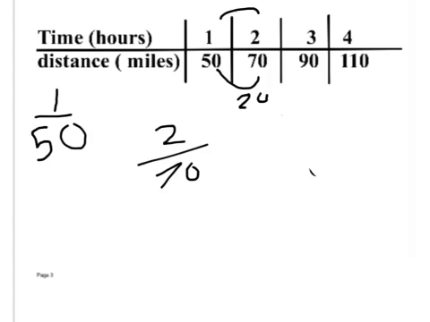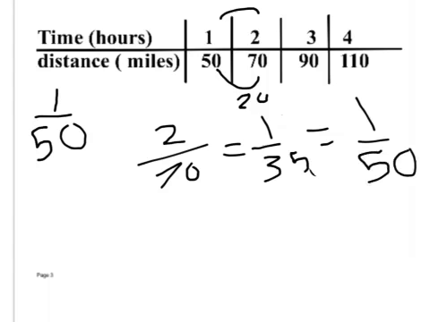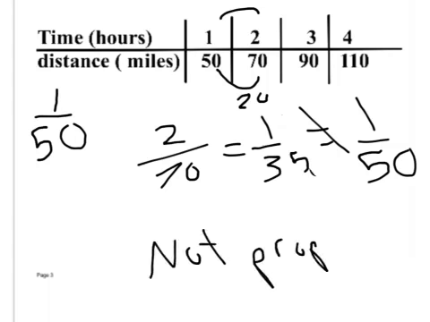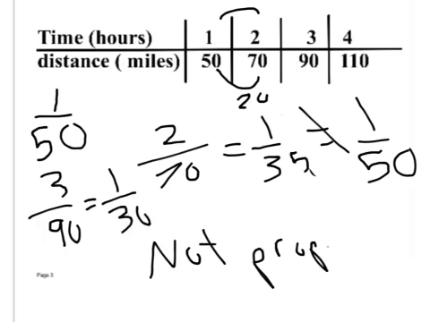2/70 reduces down to 1/35. Is that equal to 1/50th? No. So, is this proportional? No. Not proportional. And we can check. 3/90 reduces to 1/30. Is that equal to 1/50th? No. So this is not proportional. Their distance driven varied.